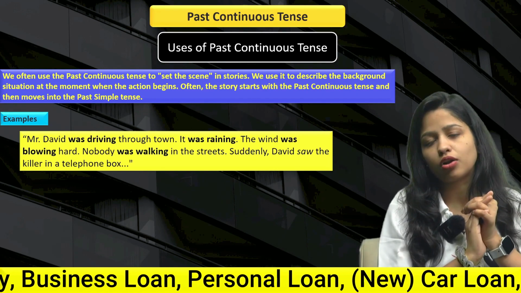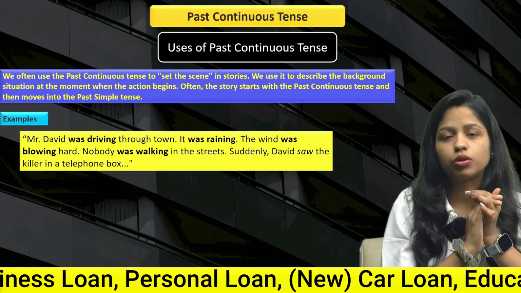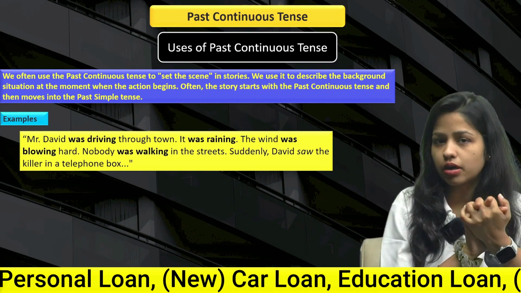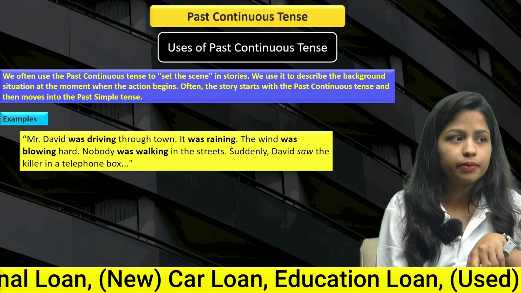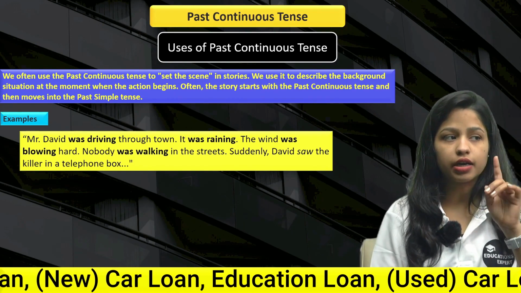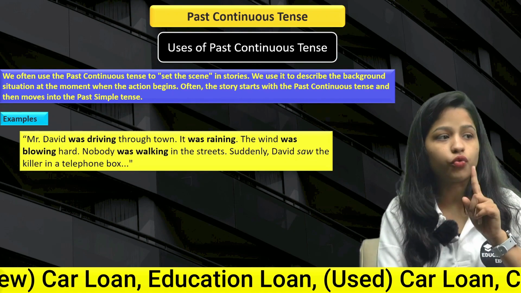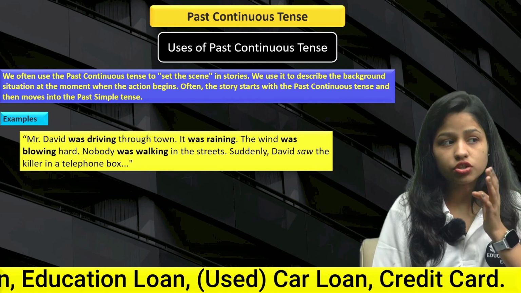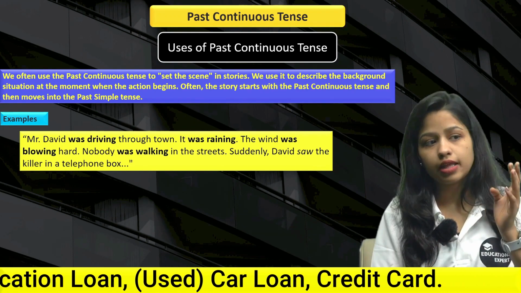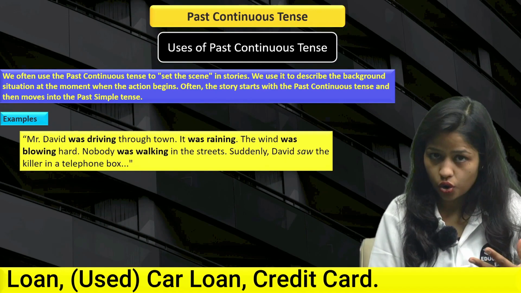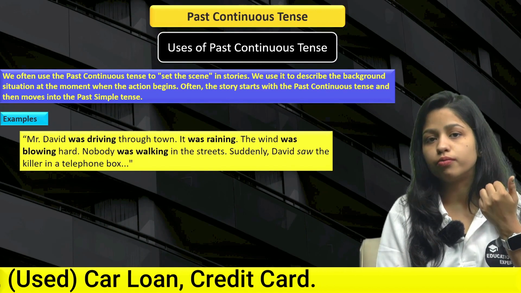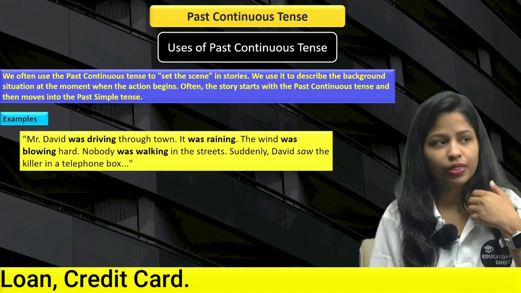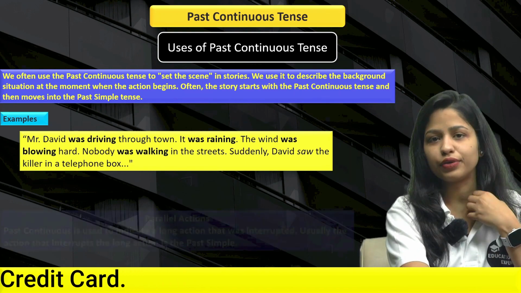It's just a matter of practice. Once you get into the practice, you will get to know how to create this and how to shift from past continuous to past simple, right? So if you notice, we started using past continuous tense: was driving, was raining, was blowing, was walking, and then we shifted to past simple. That means suddenly David saw the killer in a telephone box, and you can continue the story. I hope this is clear. Let's move forward and understand another use of past continuous.